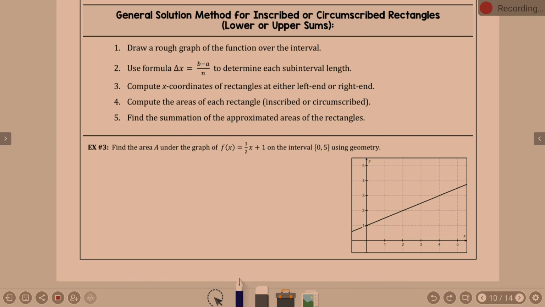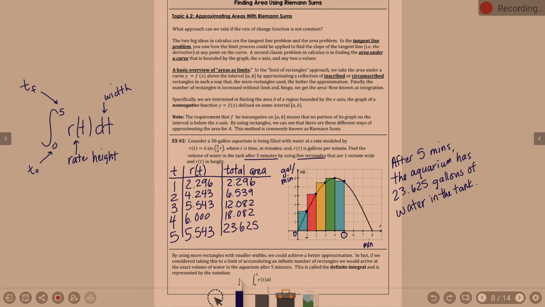Compute x coordinates of the rectangles, either at left end or right end. Compute the areas of the rectangles. So once you have the x values, we'll plug them in to get our y values, kind of like what we just did here. We had our x values, then we plugged them in to get our y values, right? So right here, let me make sure you realize this. When we plugged in 1 and got that 2.296, what is that? That is the height of that rectangle, yes? Then we plugged in 2.